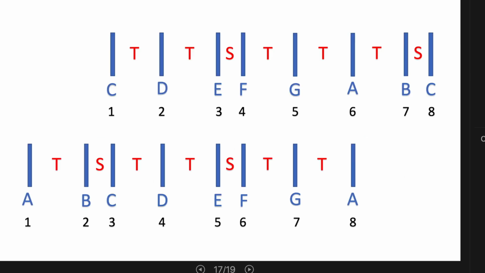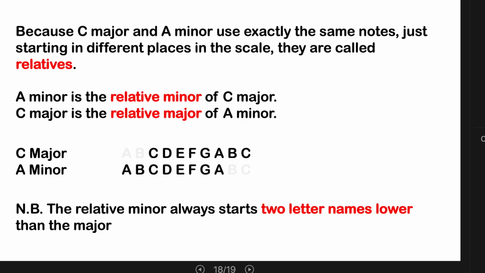So this is the natural minor scale before it's been altered to make a harmonic or melodic minor. Now, because C major and A minor are using exactly the same notes, just starting on a different note, they're called relatives. So A minor is the relative minor of C major, and C major is the relative major of A minor.